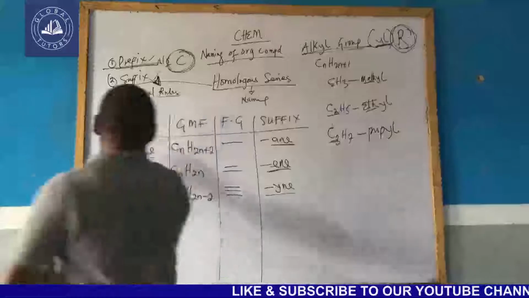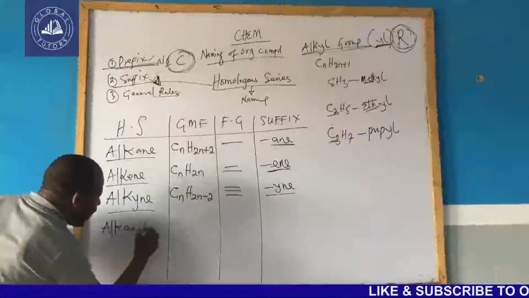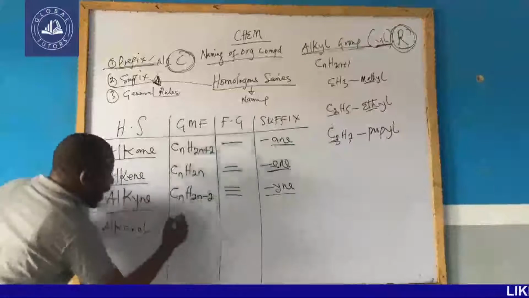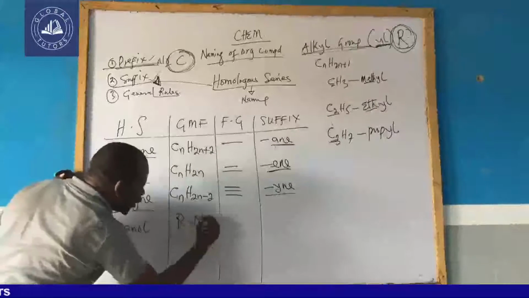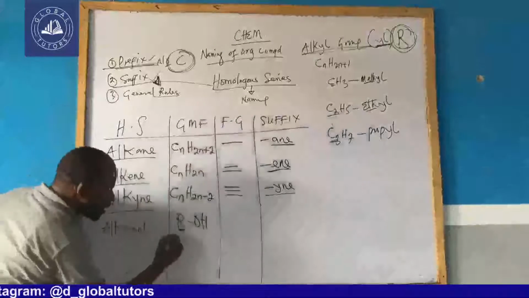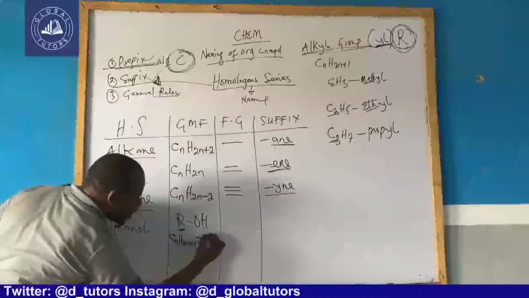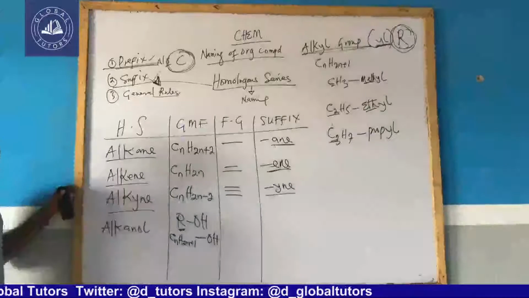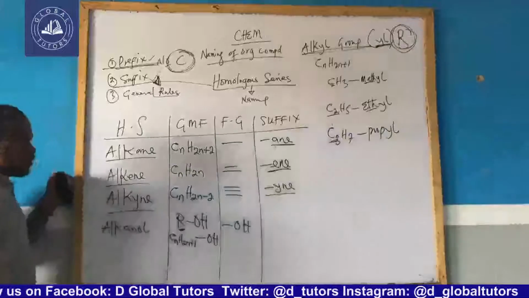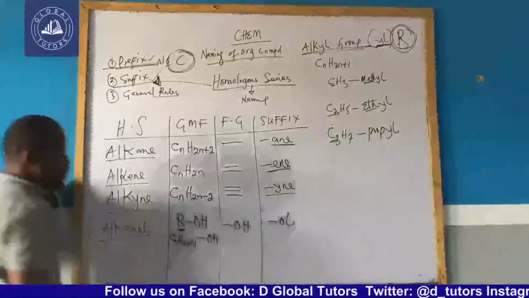So if I go to the next homologous series, I have alkanol. For alkanol, the general molecular formula is ROH. What is R? It is the alkyl group, CnH2n+1, bonding with OH. So what is the functional group? The functional group is OH. How do we name alkanol? You put OL, the suffix OL.